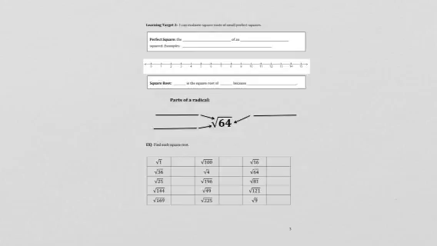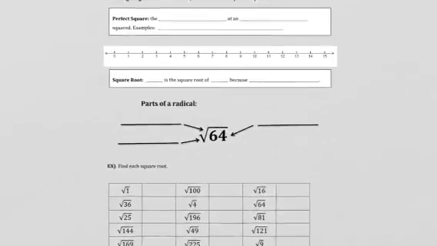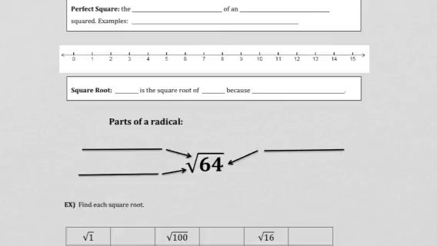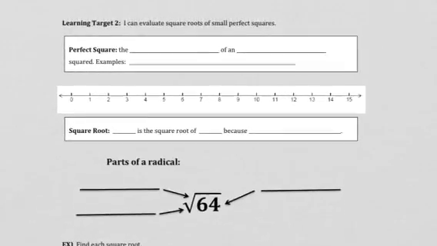Learning target 2 is about perfect squares. So we are going to evaluate perfect squares, but first we need to know what a perfect square is. A perfect square is the product of an integer squared. So let's fill in those blanks there. A perfect square is the product, which means the answer to a multiplication problem, of an integer squared. And when I say integer squared, that means a number times itself. And remember, we're just talking about numbers that don't have decimals or fractions. That's what an integer is.